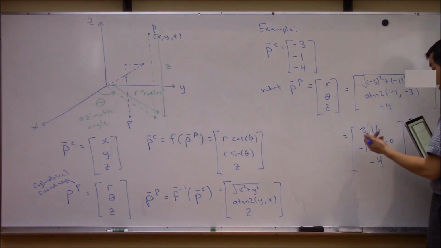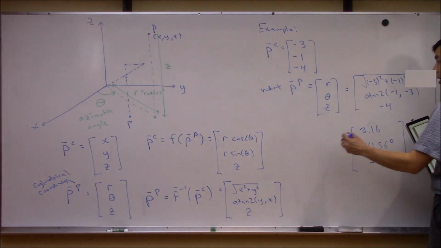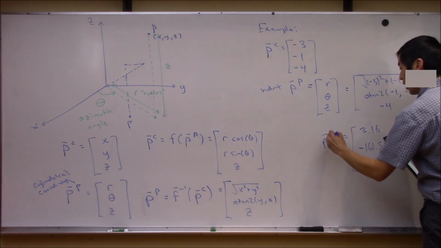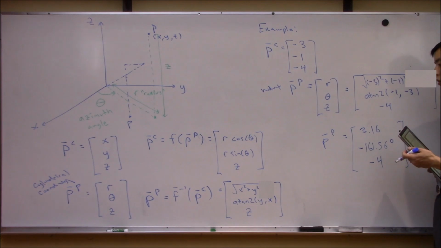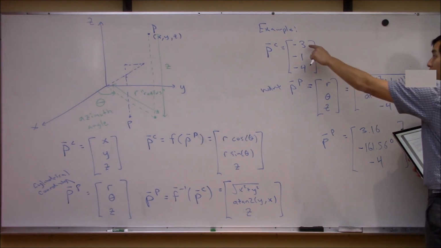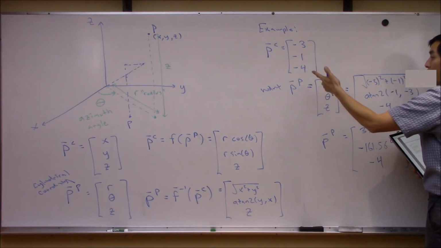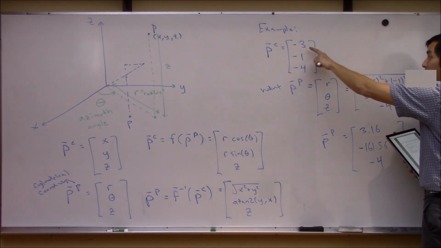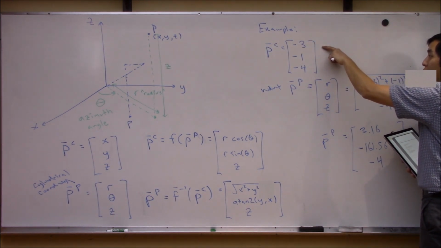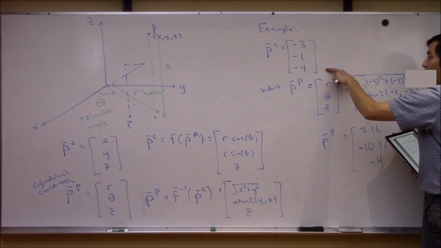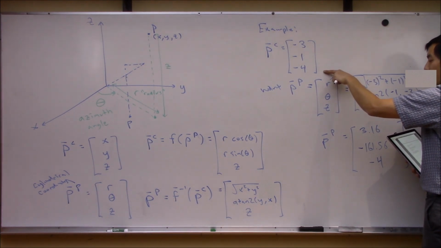So great, this is basically the point in the cylindrical coordinates. In order to get to this location of -3, -1, -4, you either use the Cartesian coordinates and walk -3 units in the x direction, -1 units in the y direction, and -4 units in the z direction.